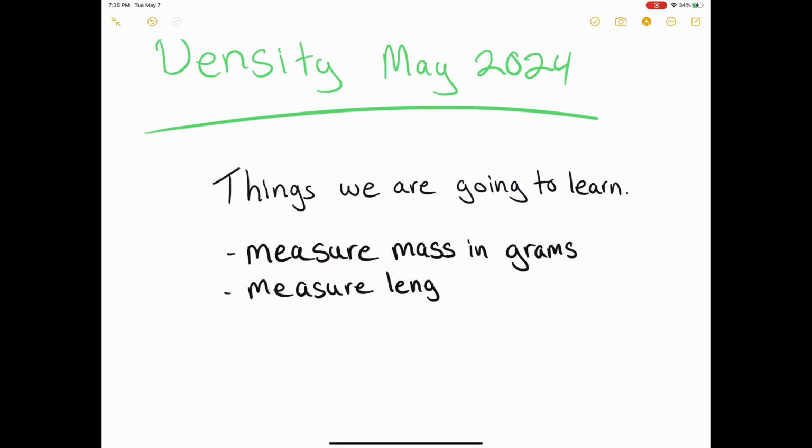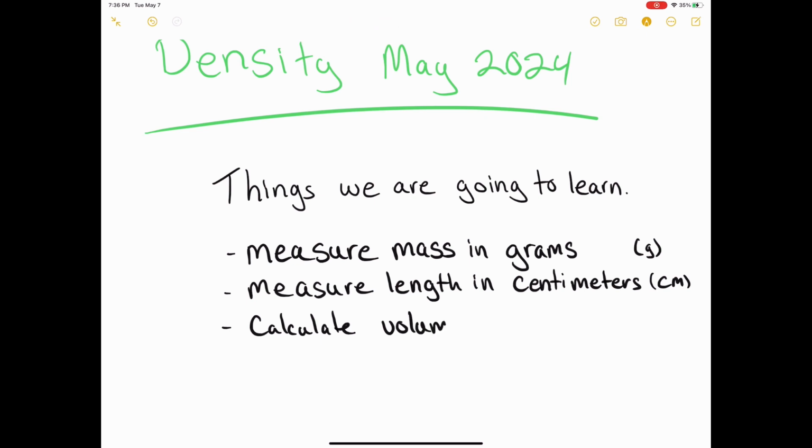Measure the length in centimeters. We're going to need to measure the length of a couple of different objects. I'm going to write down all centimeters here. It's abbreviated cm. Grams is abbreviated g. And then we're going to calculate the volume of something. And when you calculate the volume, you're going to do that in a cubed measurement. So there's centimeters cubed. And then the last thing we're going to do is calculate the density.